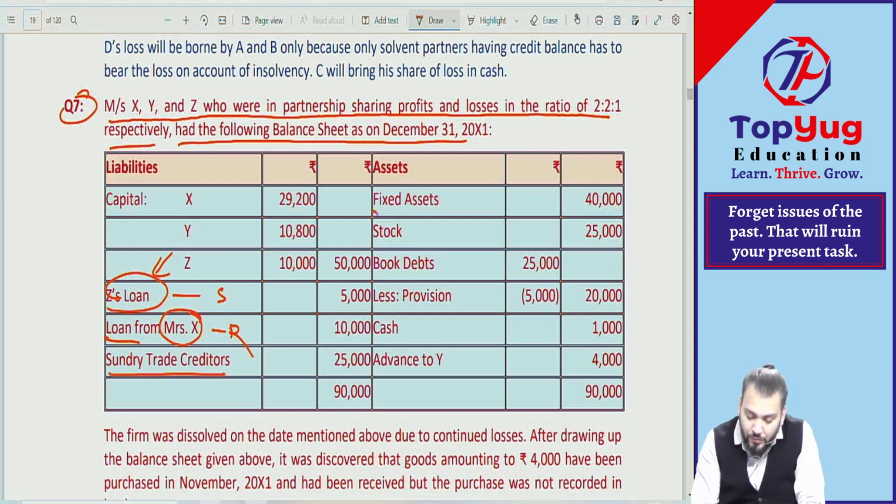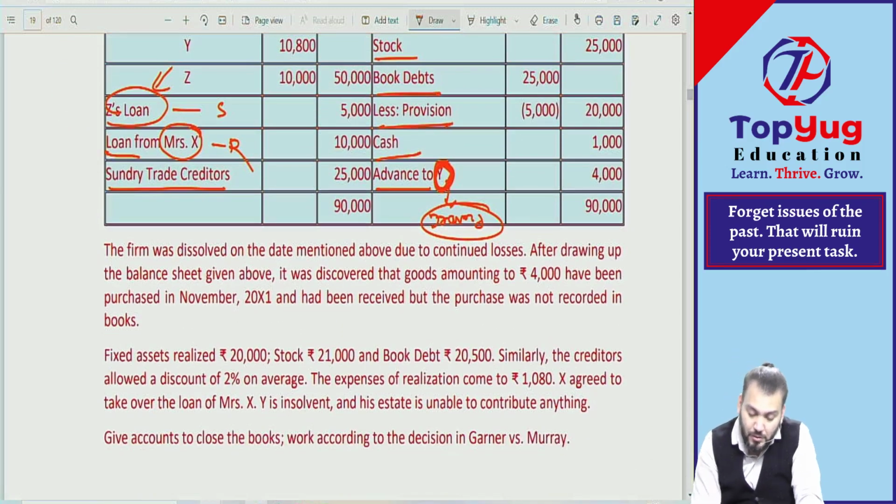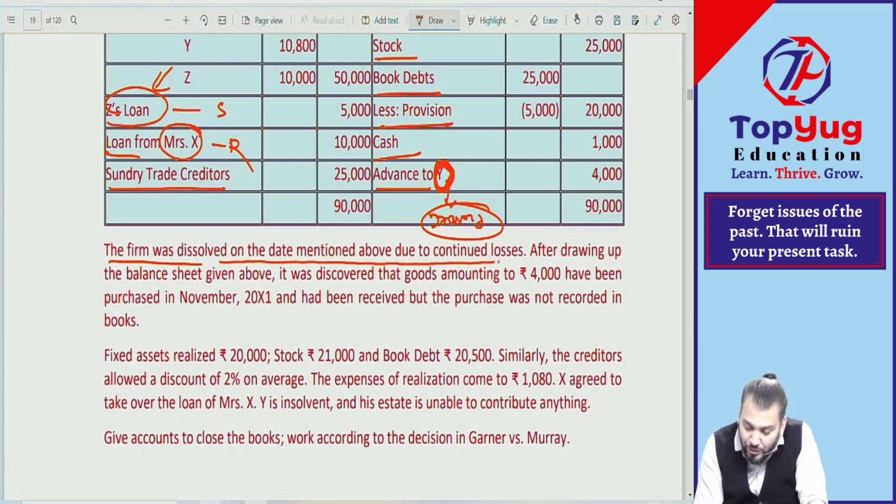Sundry trade creditor, fixed asset, stock, book debt less provision, cash, advance to Y. Advance to Y means loan given to Y. Correct. Loan given to Y. Can I say it is automatically adjusted in the partner's capital account? So it will be just like drawing. We'll consider it as what? Drawing. It will be considered as drawing. Understood? So it will be adjusted where? In the partner's capital account.